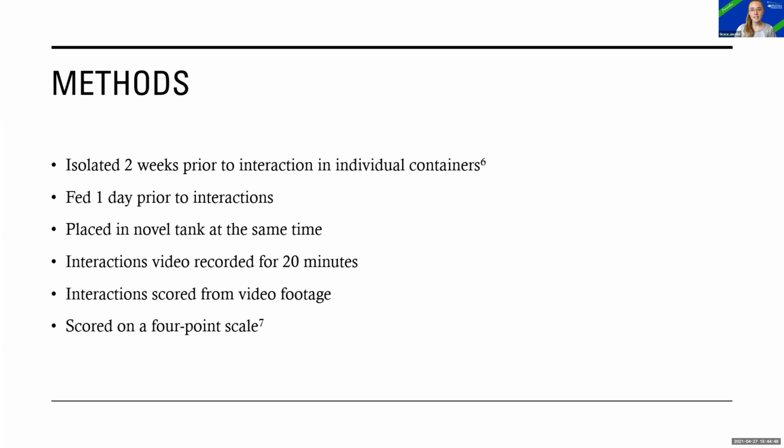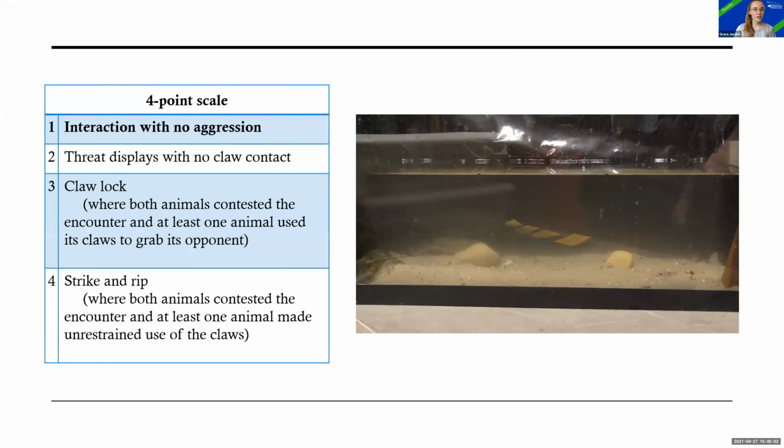From there, each individual's interactions were scored from that video footage, like I said, and we are scoring based on a 4-point scale that was first published in a paper by Jimenez and Fox in 2011. So, fun little video clips here. We've got a 1 on our 4-point scale, which indicates that the individual interacted with no aggression. As you can see here, this front crayfish bumped into the back crayfish and walked away. So both of those individuals would have received a 1 in that scoring methodology.